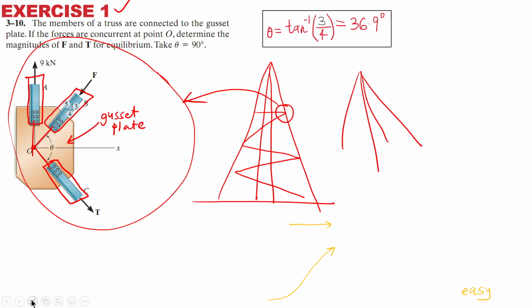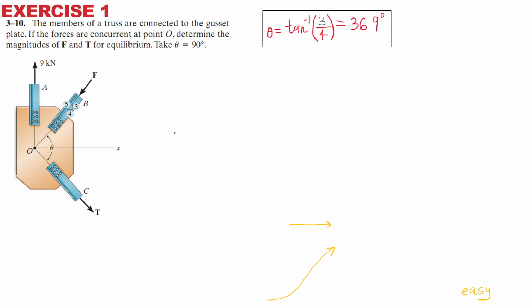So you can analyze it one by one and settle all. Okay, let's start. The members of a truss are connected to a gusset plate. Forces are concurrent at O. Take theta equal to 90. So this one is 90 degrees, but this one is like this, 3, 4, 5. Let's solve this one first. Let us settle the angle first. 3, 4, 5. What is theta? You can use tangent.